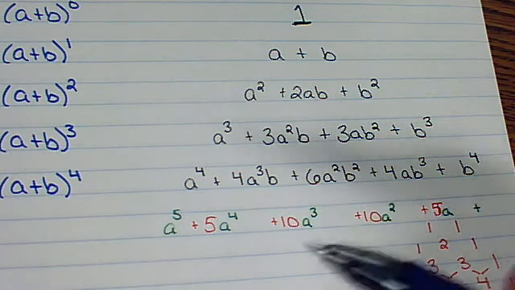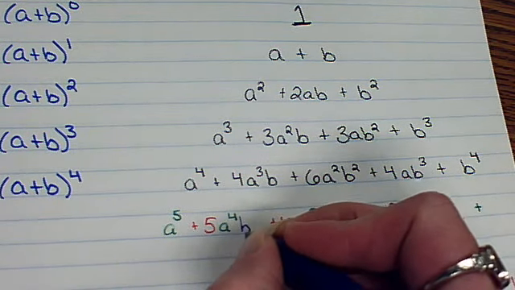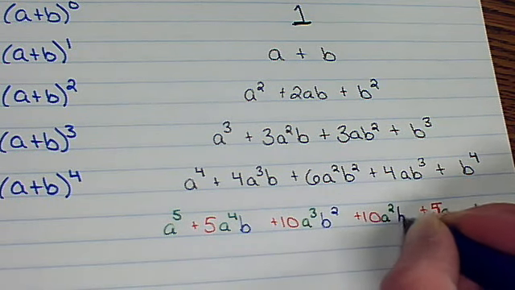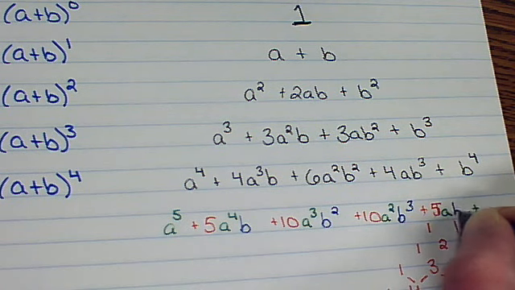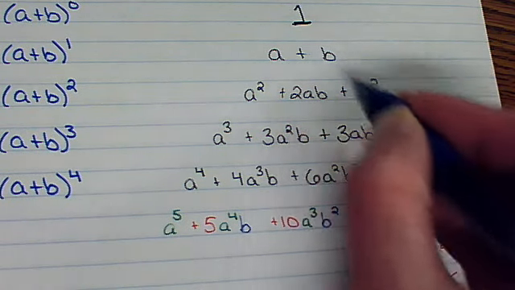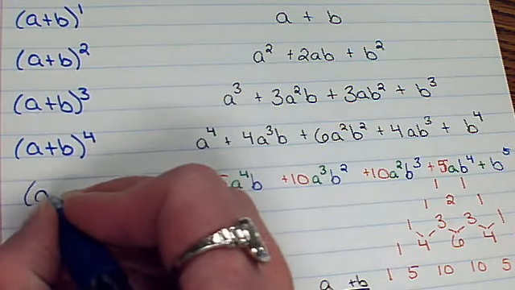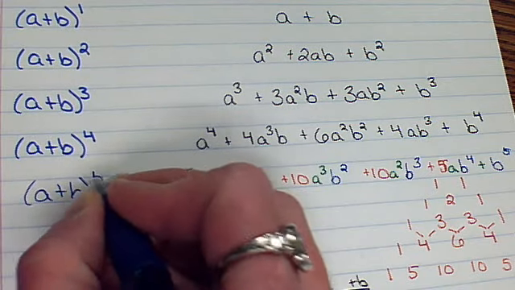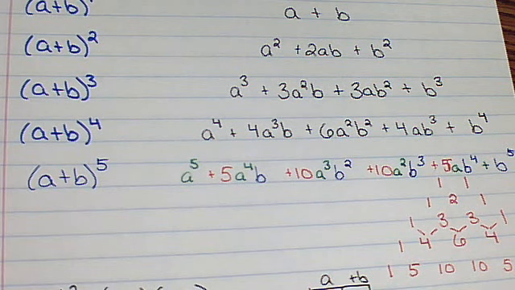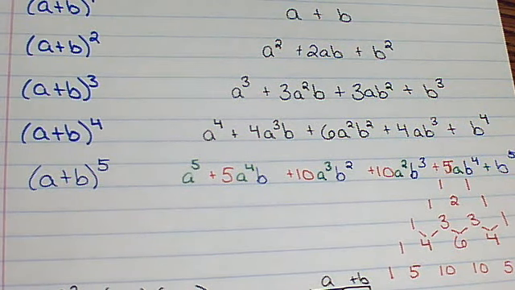The next one in the pattern, see, this one doesn't have any b's. This one has b. Next one has b squared. The next one has b cubed. The next one has b to the 4th. And this one we end with b to the 5th, which matches our pattern this way. That would be my answer for a plus b to the 5th. Nifty. Pascal's triangle can be used to expand binomials.